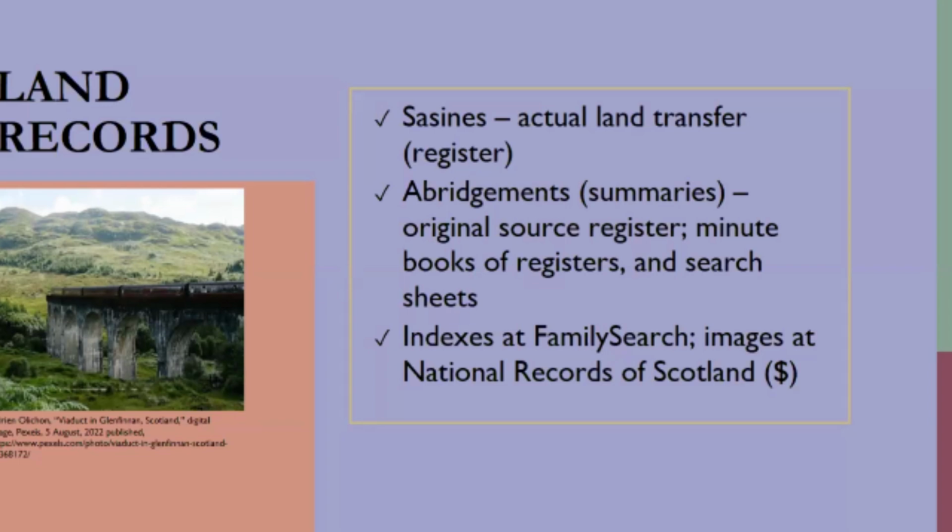There would be minute books, which is kind of the Reader's Digest version of the registers, and search sheets, which is kind of like a one page where they would list every owner of that particular land throughout history. And it would tell what volume and page number that particular piece of paper would be in. Some of them were very short, some of them could have been very lengthy. But again, there were different forms for different things. And you can find a lot of those indexes, again, at our usual suspects, FamilySearch and Ancestry. You can find a lot of the actual images at the National Records of Scotland.